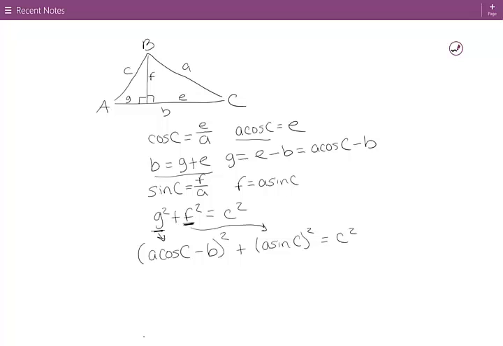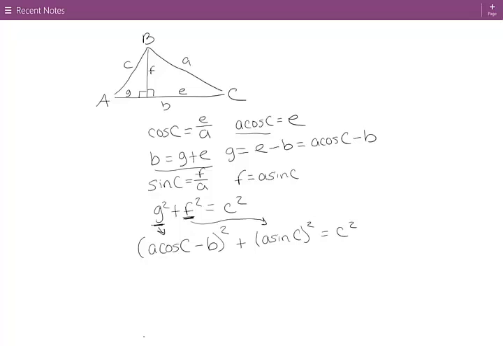And this right here is kind of the law of cosines, but this is not how you'll normally see it represented. We'll actually need to simplify it a little bit in order to have a working equation. Alright, so what I'm going to do is FOIL out the first part. So A cosine of C minus B times A cosine of C minus B. I'm going to add that to A sine of C squared, and that's all still equal to c squared.